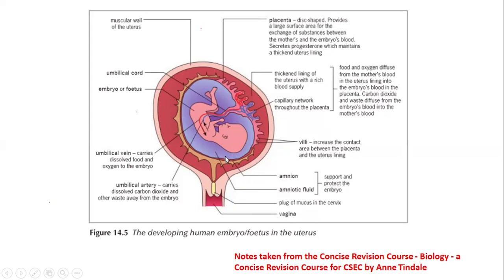Make sure you know what the amnion is. It protects the baby, the amniotic fluid that's inside the amnion, right? The plug of mucus that is here, the vagina, which is here, the umbilical cord, which carries dissolved carbon dioxide and other waste away from the embryo, and the umbilical vein, which carries dissolved food and oxygen to the embryo. Very important, guys. Embryo, fetus, umbilical cord, muscular wall. So ensure we have all that, guys.